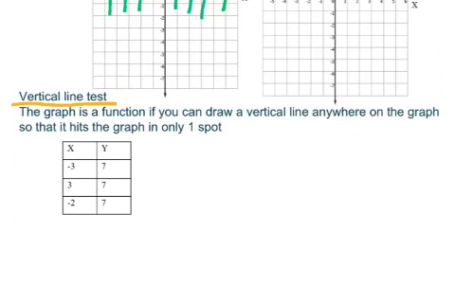Let's look at the one down here. So first we can look at the table. -3 is going to a y value, +3 is going to a y value, and -2 is going to a y value. A lot of kids get confused on this because they see the y values exactly the same. But remember, for it to be a function, it has to have a different x value for each y value. So yes, this is a function, and I'm going to graph these for you over here.